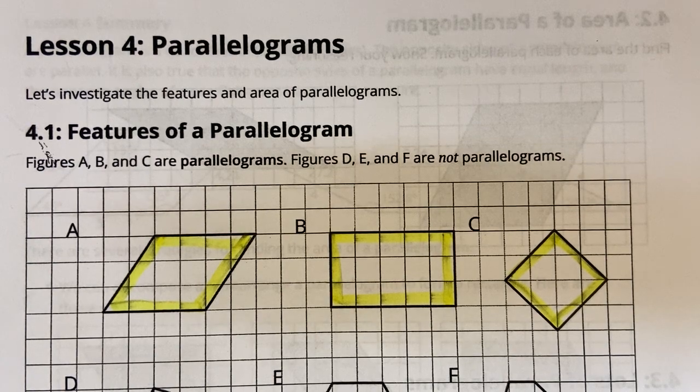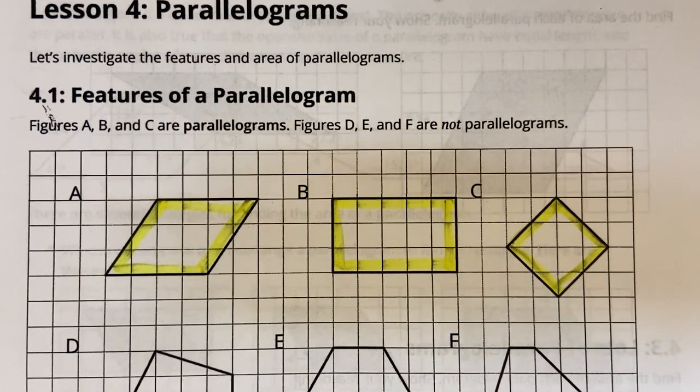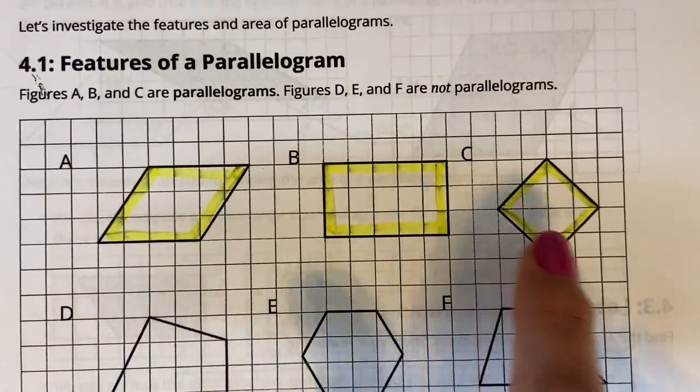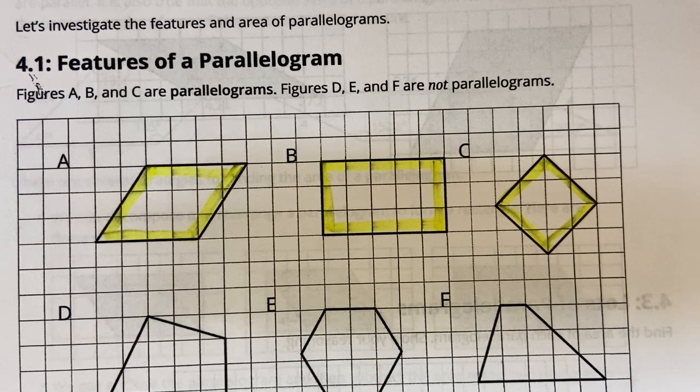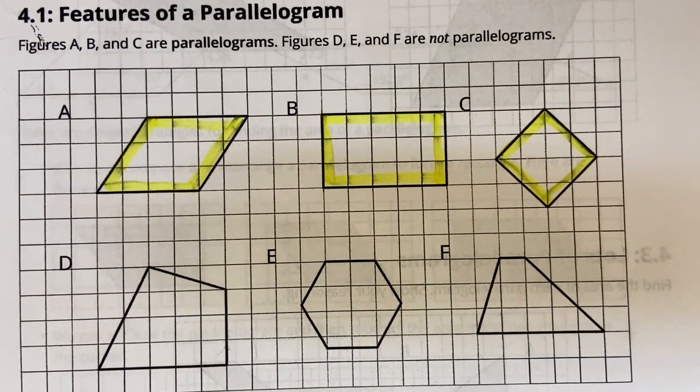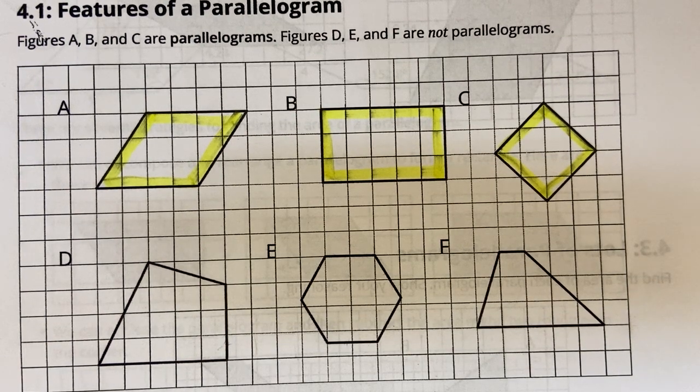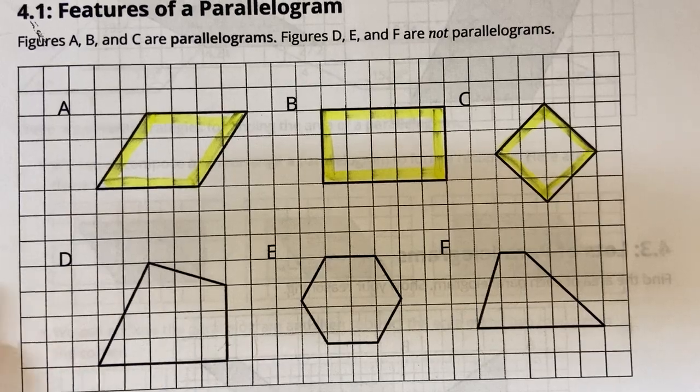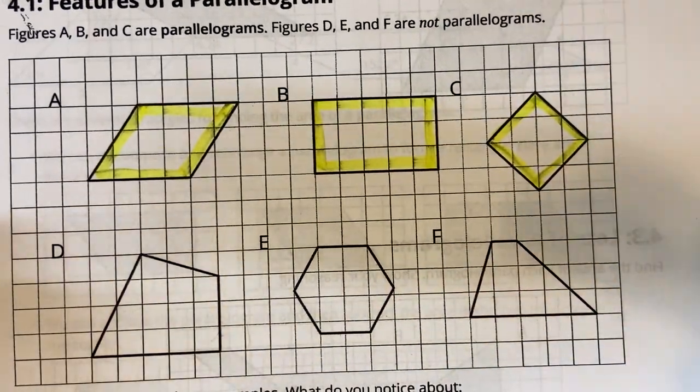So this first part just says investigate the features and the area of a parallelogram. If we look at this, the directions tell you that A, B, and C are parallelograms. D, E, and F are not parallelograms. So let's go through and see what makes a parallelogram and what doesn't, okay? It says study the examples. So what do you notice about them?